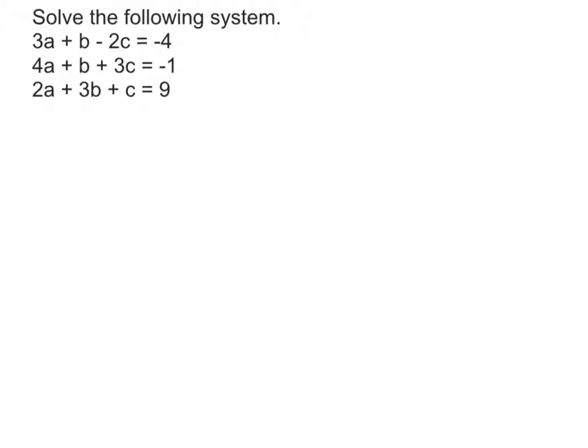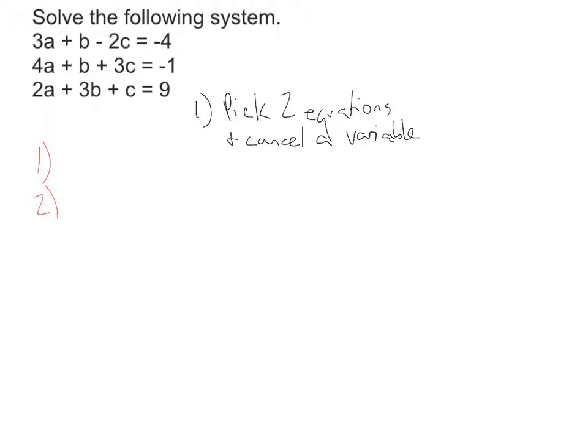Okay, and we're going to solve this system, so here's how this is going to be done. So first, what we're going to do first is pick two equations and cancel a variable. So I'm just going to take these equations 1 and 2, and I'm going to cancel the b's.